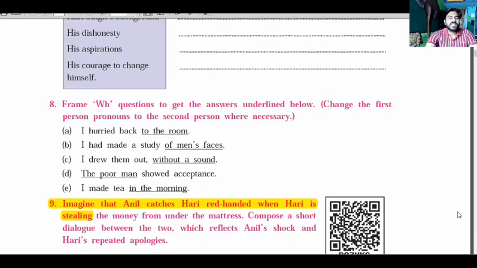Now activity nine has been removed from your syllabus, so we do not have to learn this. It's not in our syllabus. So complete all these in your notebook and have them checked by your teachers. So we'll stop here. If you understand this, then I hope I have explained my topic well.